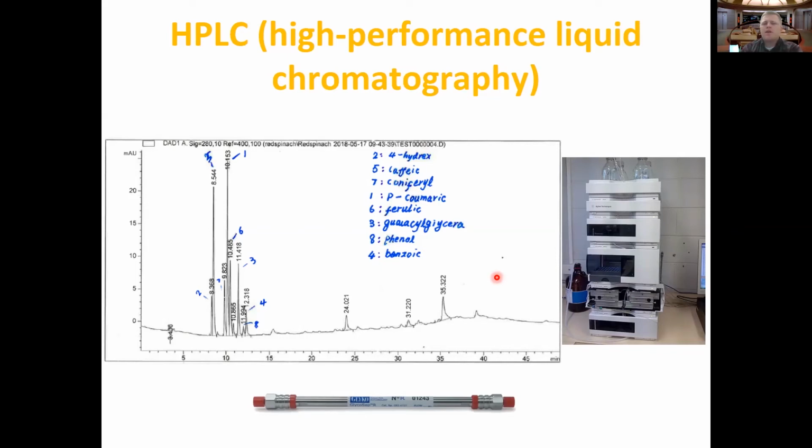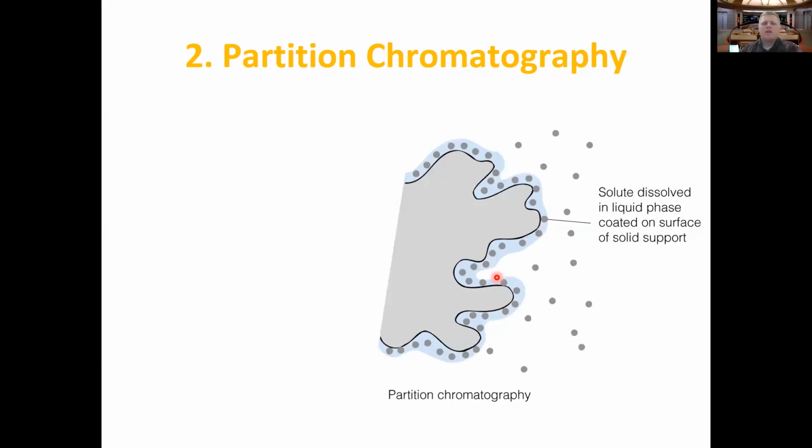All right, the next type of chromatography we'll be talking about is partition chromatography. Partition chromatography is actually very similar to adsorption chromatography. The only difference is that in partition chromatography, you have a liquid stationary phase instead of a solid stationary phase. And so instead of adsorbing to a surface, your analyte is going to spend some amount of time dissolved in the stationary phase. So it's going to have some affinity or some desire to dissolve in your stationary phase and some desire to dissolve in your mobile phase.